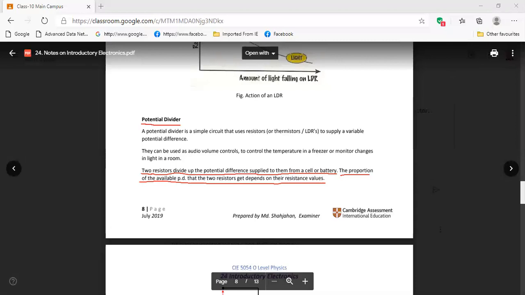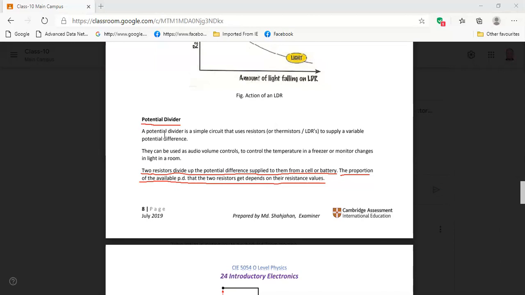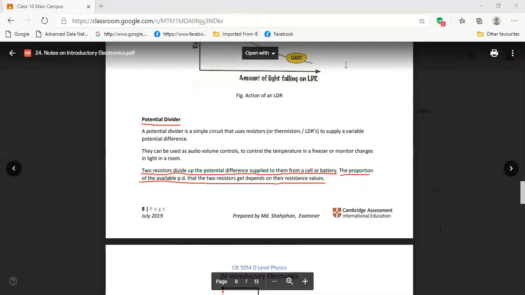Yeah, Moshe. Hello, Moshe. Sir, Moshe's mic is not working. Okay, fine. Shafi, can you read from here, a potential divider? Hello, Shafi. Shafi is not responding.